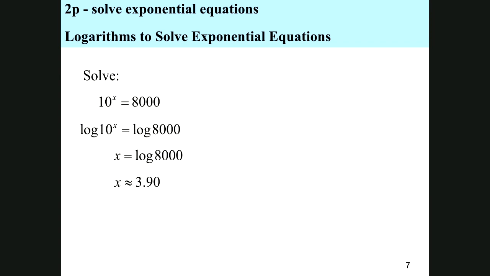Here's another example. I've got base 10 raised to the x equals 8,000. Since this is base 10, it would be in my best interest to use the common log on both sides, because the common log and the base 10 will cancel each other out, and I've just got x. That's what I'm looking for. So the answer to this is just the log of 8,000. I can put that into the calculator if I need to and get x equals 3.9.